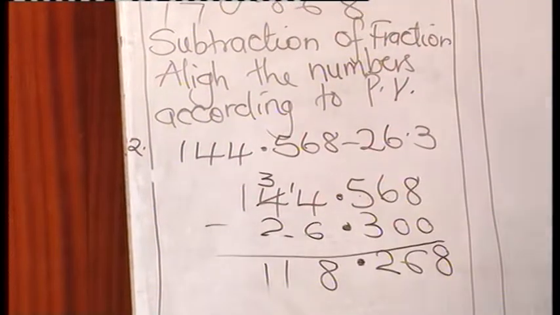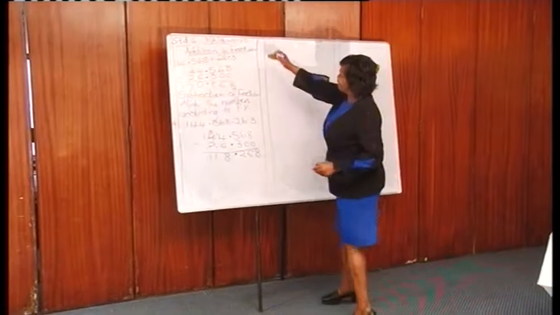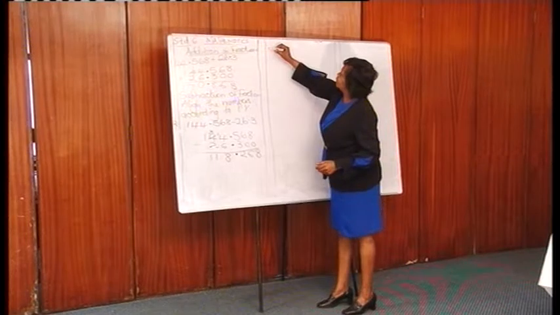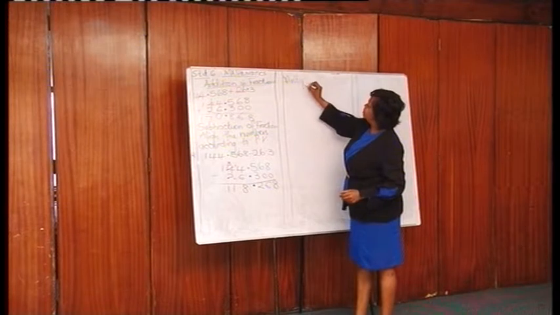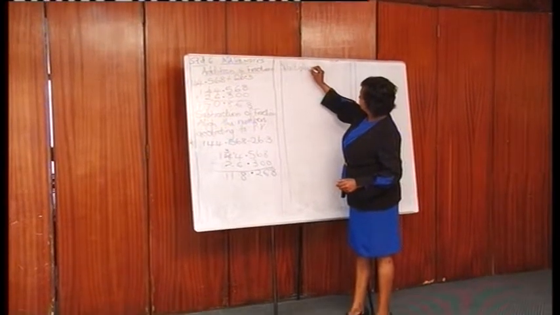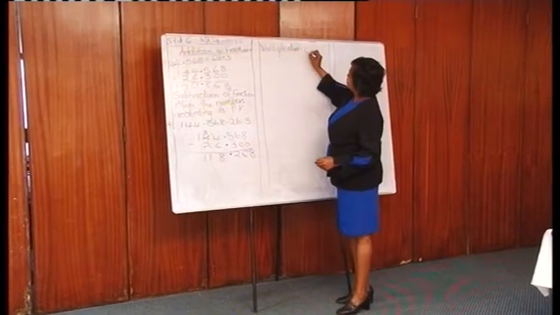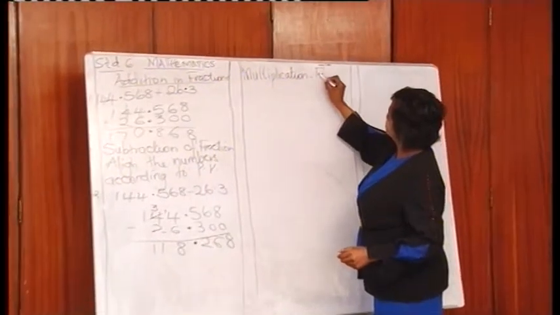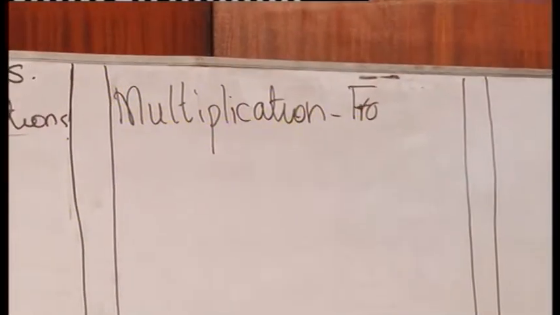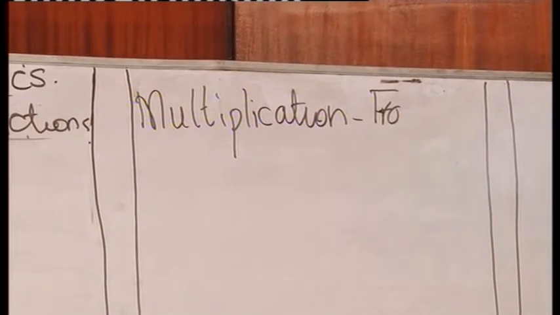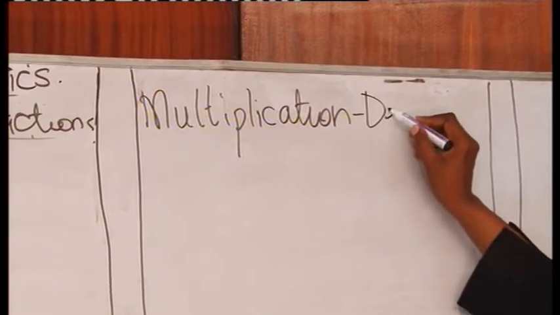Now, the next topic we talked about was multiplication. After addition and subtraction, we go to multiplication of these fractions. Remember, we are just trying to play about multiplication of these fractions. Not fractions, decimals. Of these decimals.